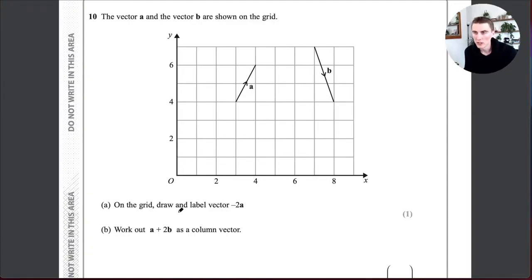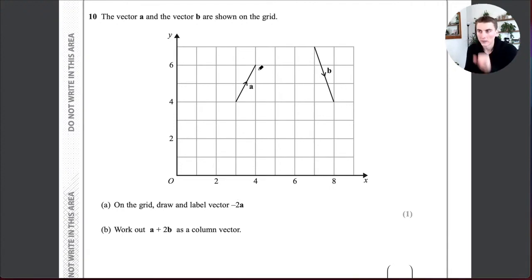So if we did draw and label the vector minus 2a, we can see from here that a is here, but we want minus 2a. So the minus bit means we're going to have to flip the direction. So instead of going up to the right, it'll be going down to the left. And the 2 bit means we have to multiply, we're going to make it twice as big.